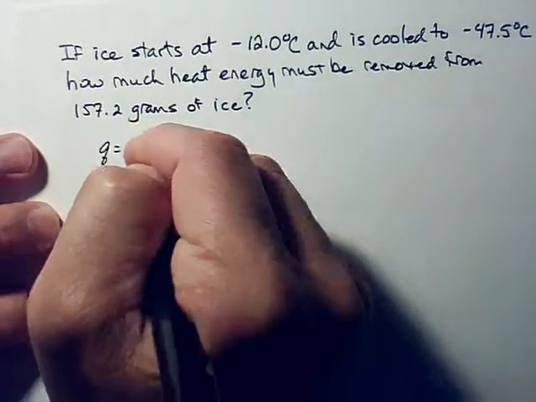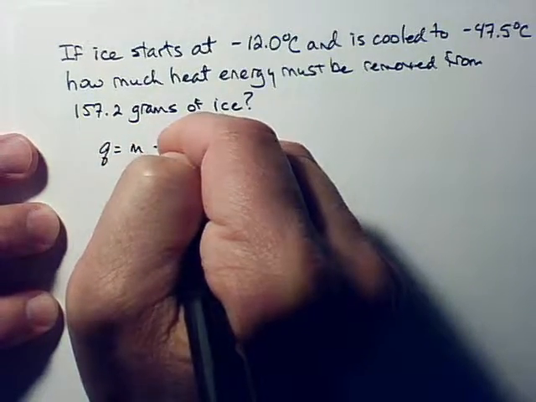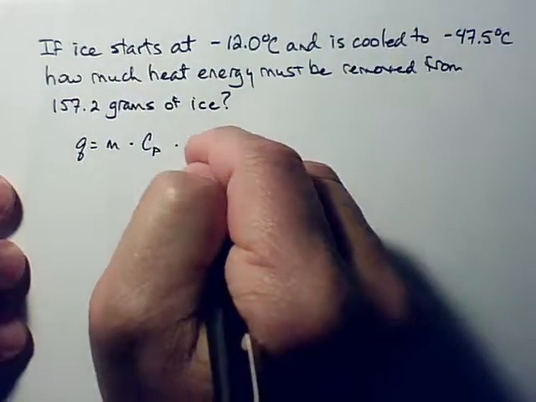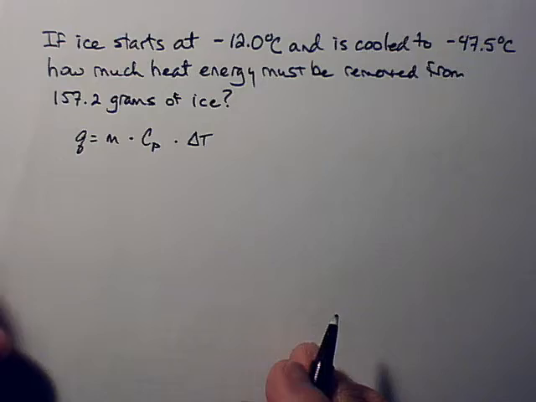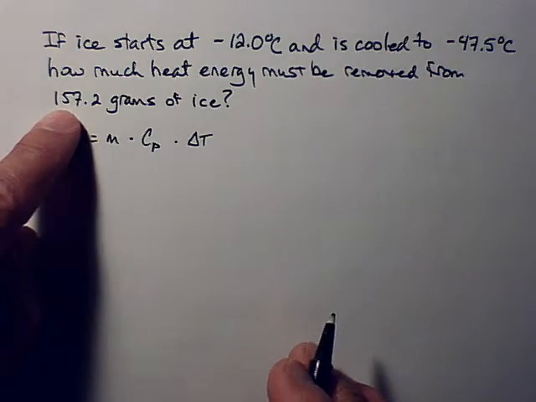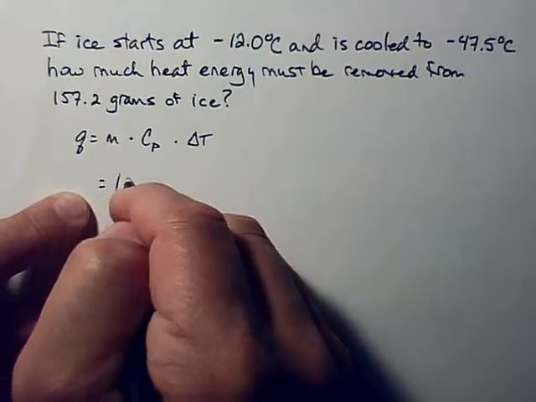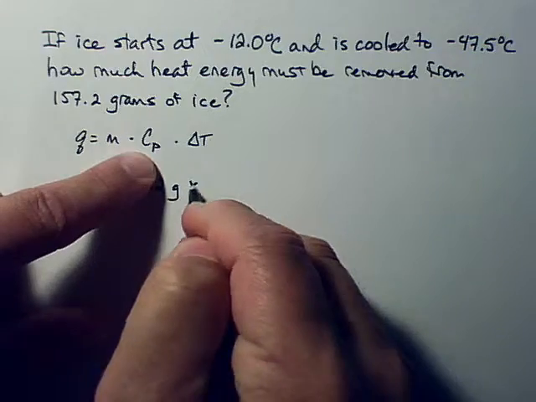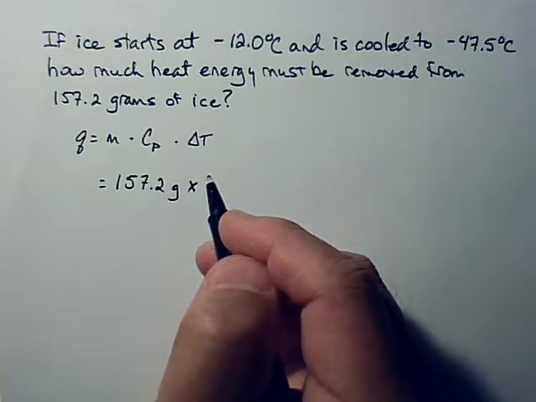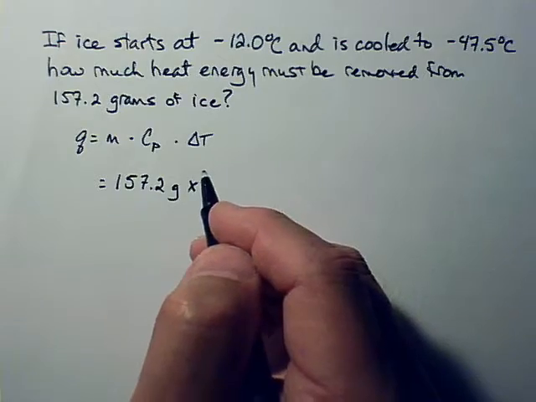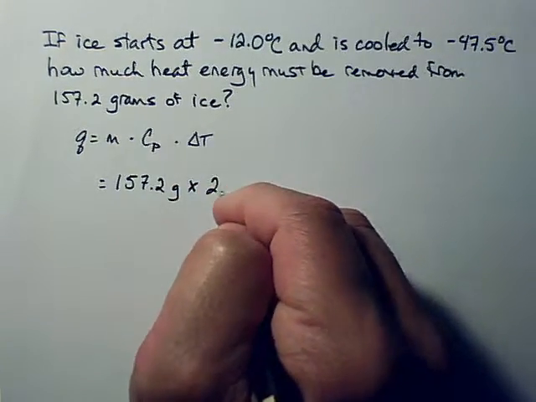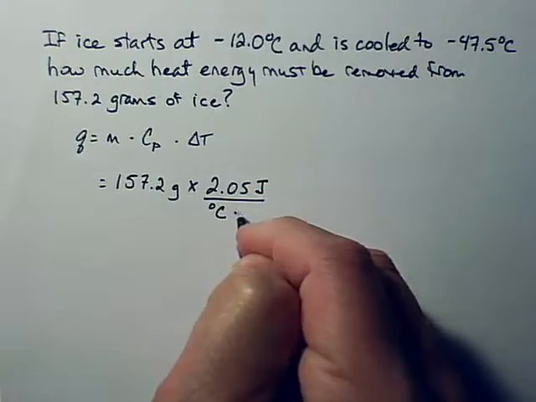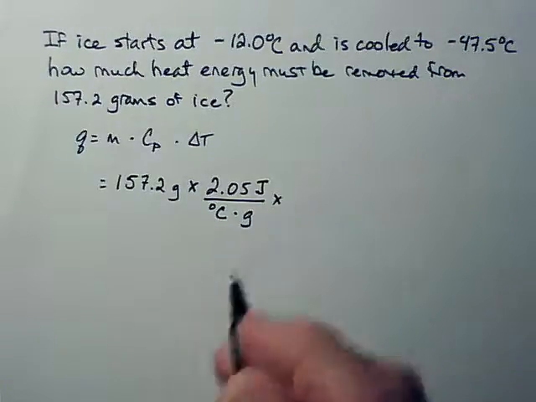Q equals mass times the specific heat for that substance and its physical state times the change in temperature. So we need to know all three of these. Well, the mass is given to us. It's 157.2 grams. The specific heat for ice is 2.05 joules per degree C per gram, and we need to know the change in temperature.